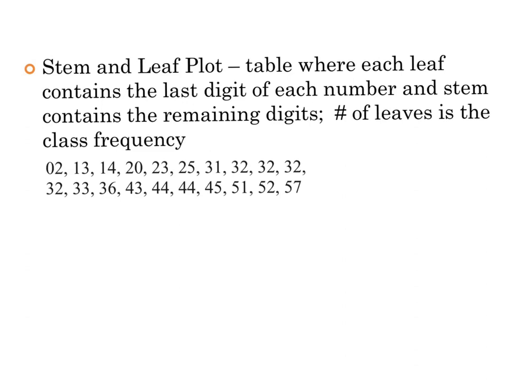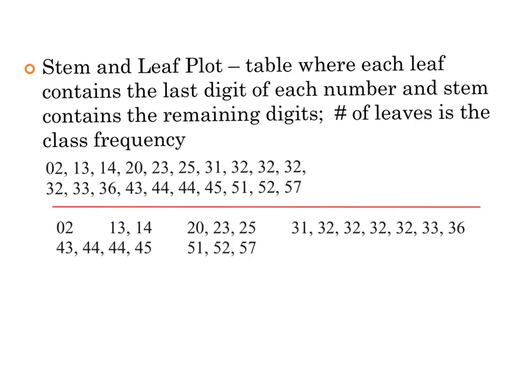What I'm going to do is show it to you organized, so to speak. So I've broken them up into the groups, the number of stems that exist. For example, there's only one data value with a stem of 0. There are 2 data values with a stem of 1. There are 3 data values with a stem of 2. There are however many numbers this is with a stem of 3. There are 4 data values with a stem of 4 and 3 data values with a stem of 5.